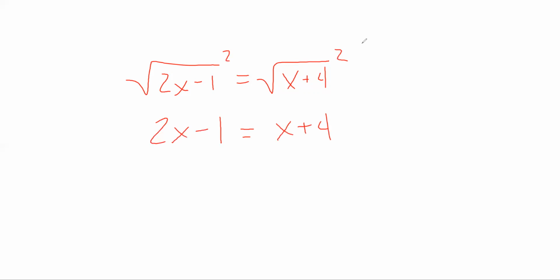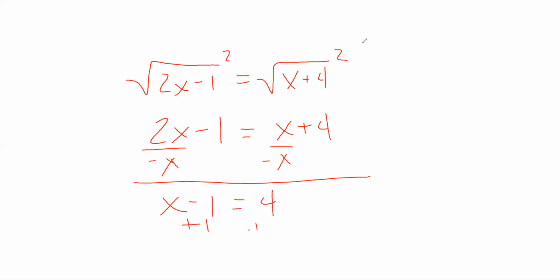Well, now I have a linear equation. So now I have to combine my x's, but they're on opposite sides. So I have to do the opposite. I'm going to subtract x and I'm going to subtract x. So now I get 2x minus x is x, minus 1 is equal to 4. Add 1 to both sides and I get x equals 5.